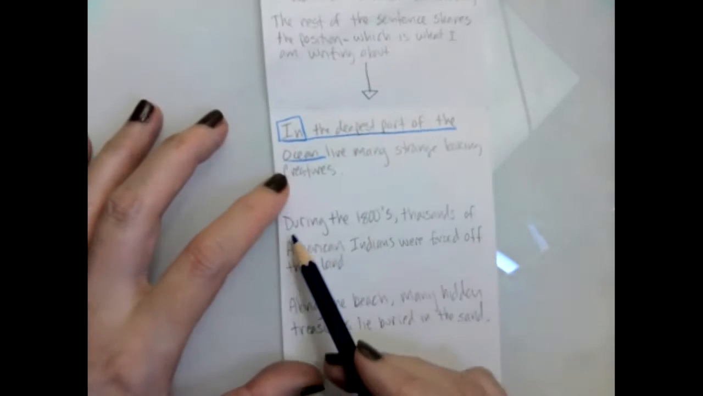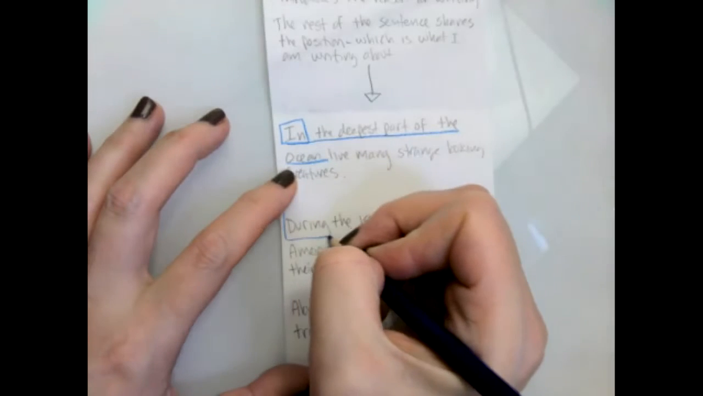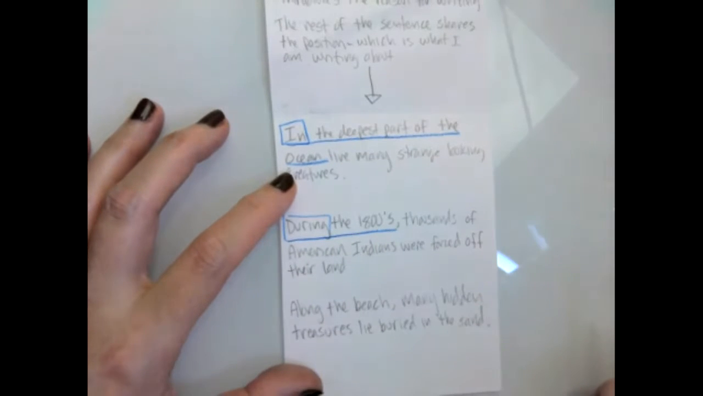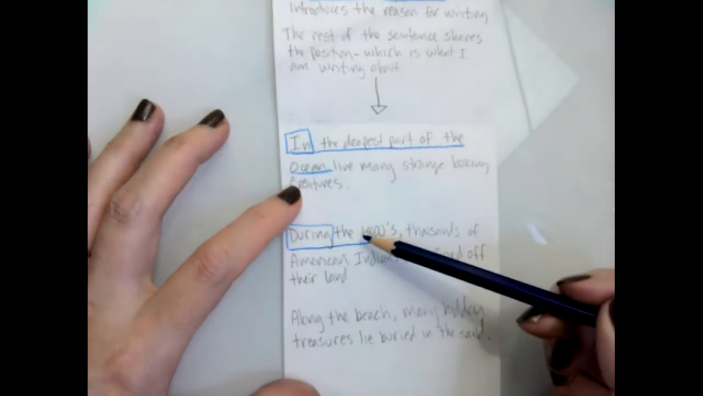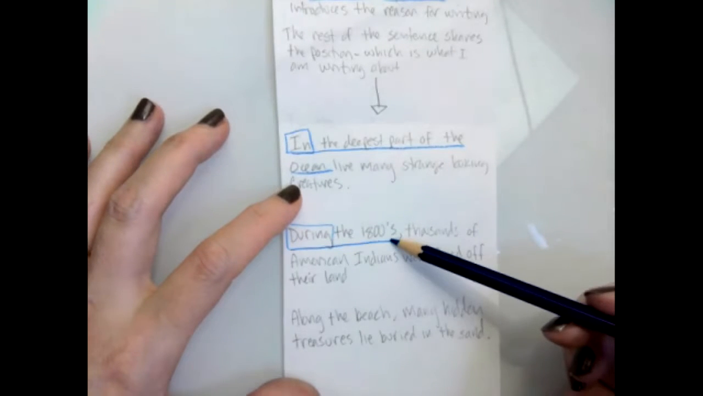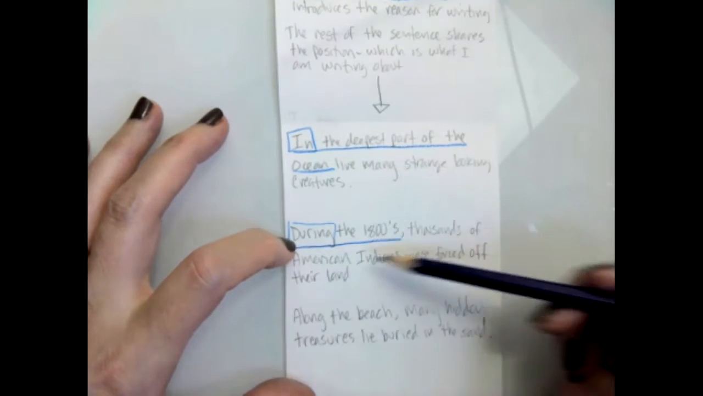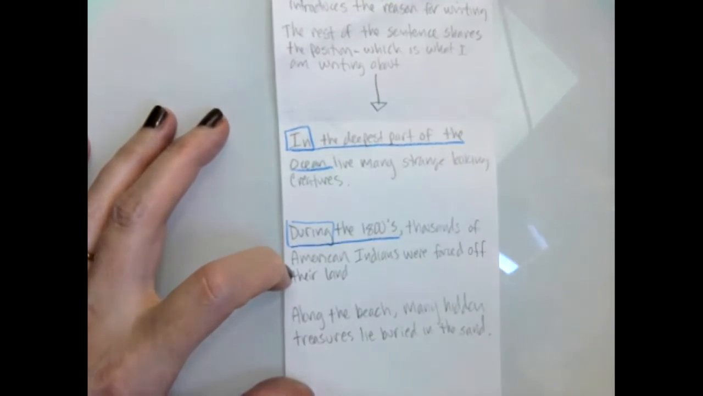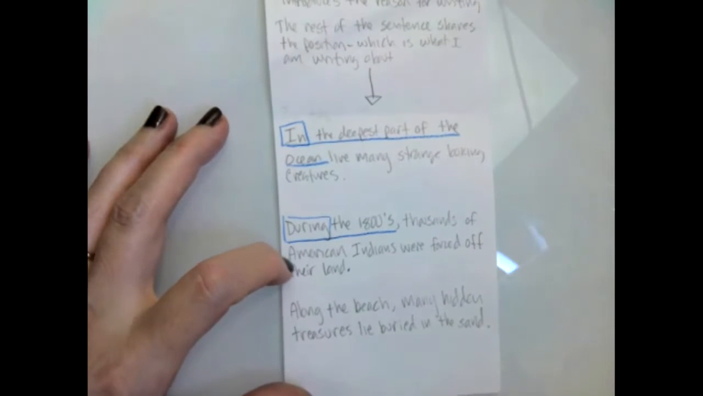Okay, the next example. During the 1800s, thousands of American Indians were forced off their land. So we want to put a box around the preposition during, and then underline the prepositional phrase during the 1800s. So again, we go back to this is introducing the reason for writing, and that this is the position that is going to be written about. Thousands of American Indians were forced off their land. So what will this paragraph be about? And we talk about what could potentially be in this paragraph if this was the topic sentence.